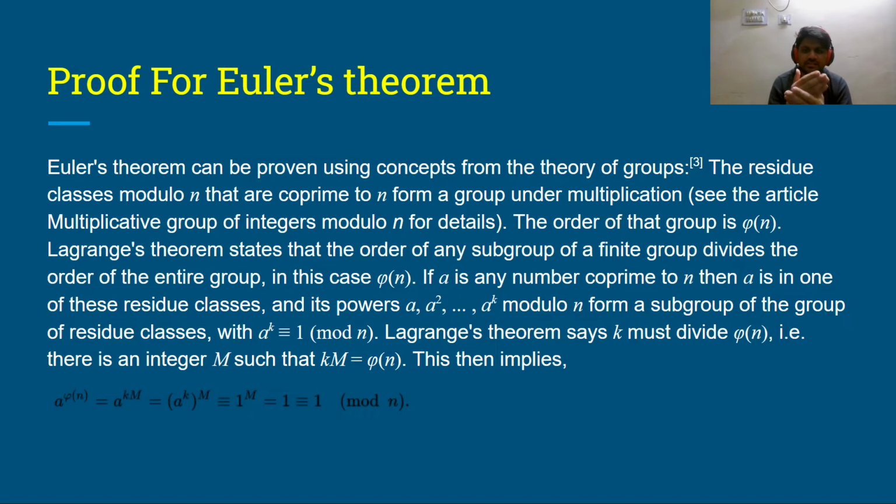Lagrange's theorem says k must divide phi of n. There is an integer m such that k times m equal to phi of n. This then implies the proof: a power phi of n equal to a power km equal to a power k to the power m, congruent to 1 power m equal to 1, congruent to 1 mod n.